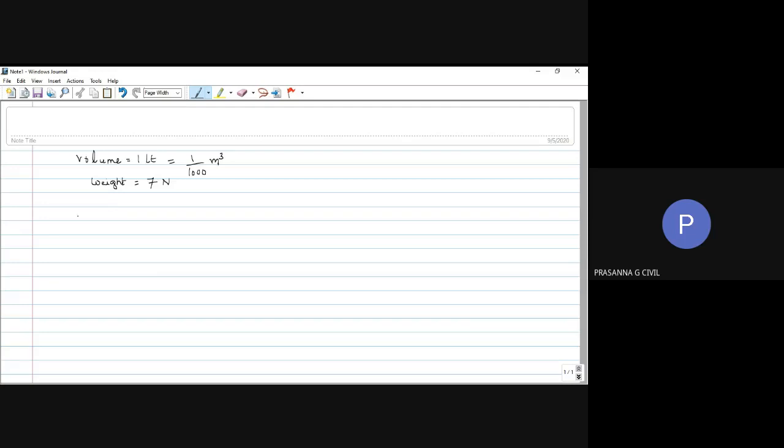Now, we have been asked to calculate the specific weight, which is given by definition as weight divided by volume. So please do the calculation, and what will the answer be? 7,000. Okay, so that is 7 divided by 1 by 1000. Specific weight is always in Newton, so you will have 7,000 Newton per meter cube as your answer. Okay, so that is the first part of the calculation.